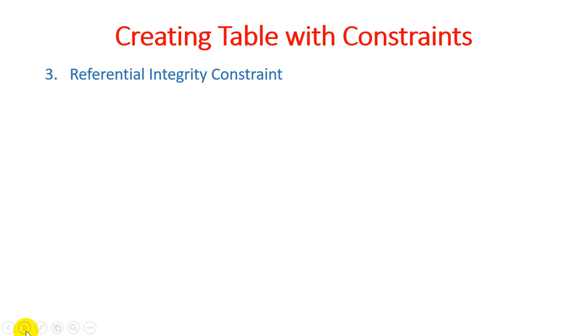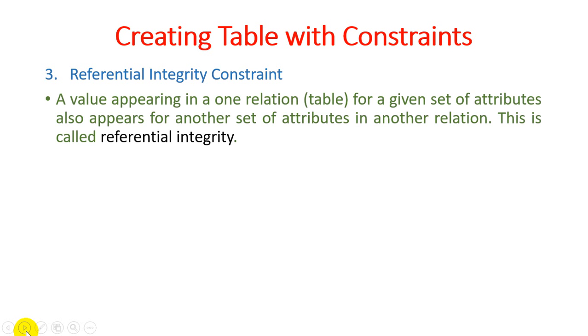And the third and last thing which we are discussing in today's video lecture, or we can say in the concept of creating a table with constraints, is known as the referential integrity constraint. Name itself suggests that it refers to another relation. A value appearing in one relation or table for a given set of attributes also appears for another set of attributes in another relation, because it refers to another table. This is called the referential integrity constraint.